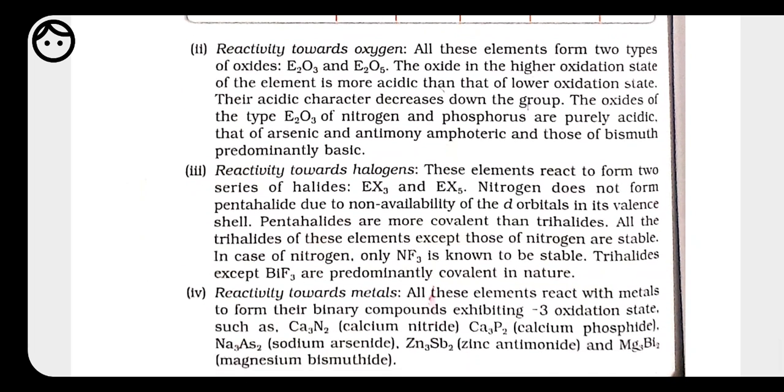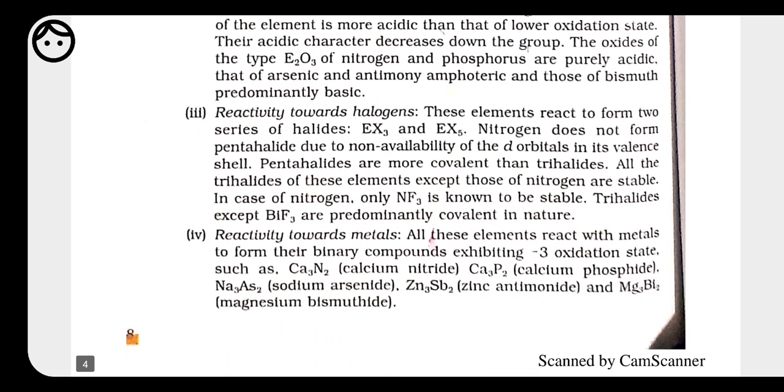After the reaction with halogen, we have the reactivity of nitrogen, or the elements of this group, with metal. All the elements react with metal to form binary compounds having -3 oxidation state, because nitrogen is more electronegative than the metal, and because of its electronegativity and small size, it has a tendency to pull the electrons of the element it combines with. Whatever metal it combines with, it pulls the electrons, and here nitrogen behaves as an electronegative element. That's why the oxidation state here is taken as -3.